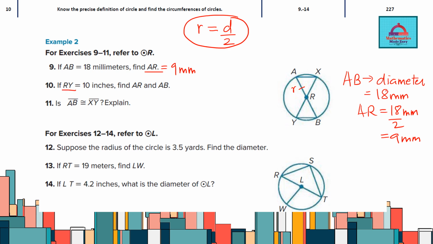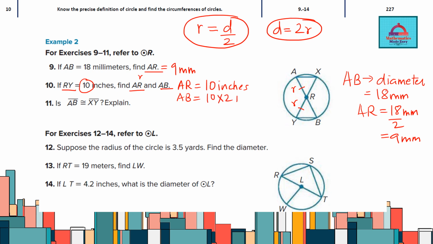Now RY, that's the radius, is given to be 10 inches. Find AR. AR is also the radius, so AR is going to be the same, 9 inches. And AB is the diameter again, so AB is going to be 2 times the radius. This is the formula we are using. So 10 multiplied with 2 inches, that's 20 inches for AB.